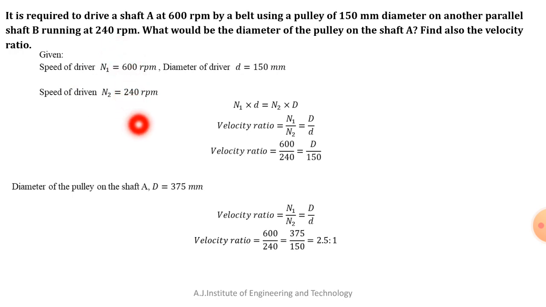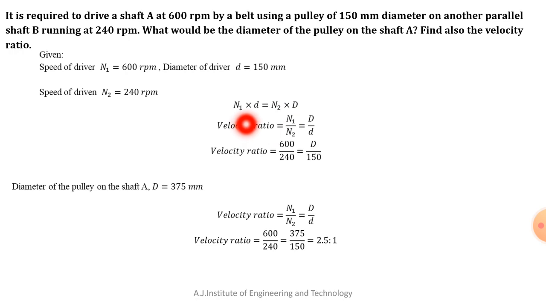So we need to find out what is the diameter of the driven. You know the relation between the driver and driven pulley, that is the velocity ratio relation, that is n1 divided by n2 equal to D by d, or n1 into small letter d is equal to n2 into capital letter D. So these two terms are related to driver, and the remaining two terms are related to driven.